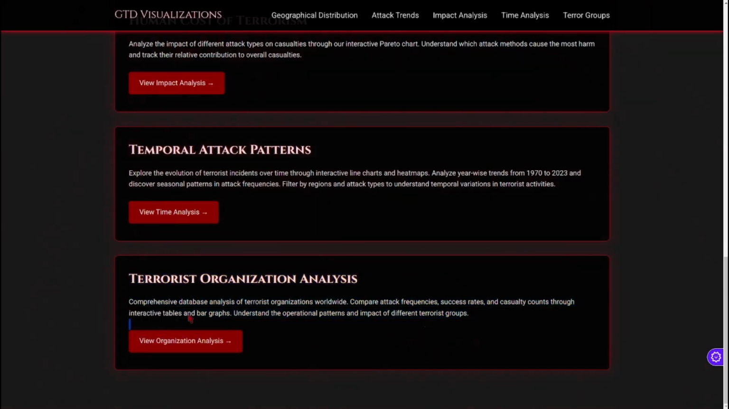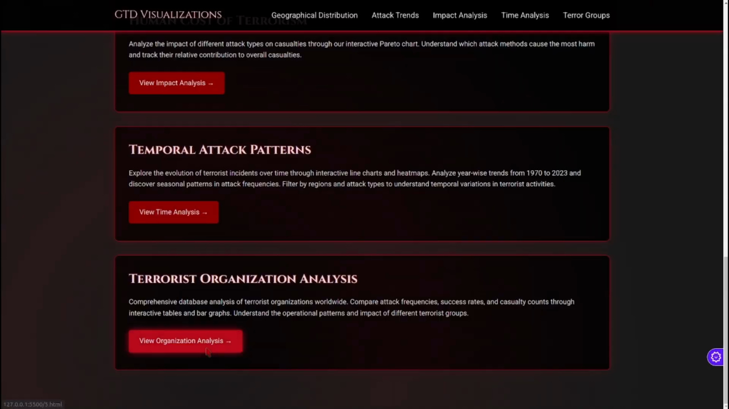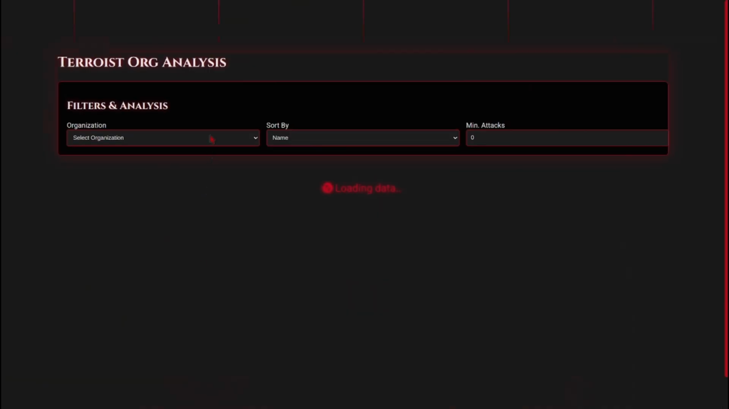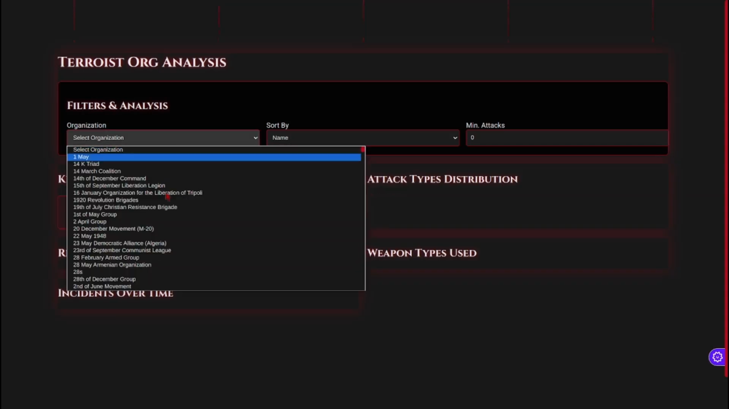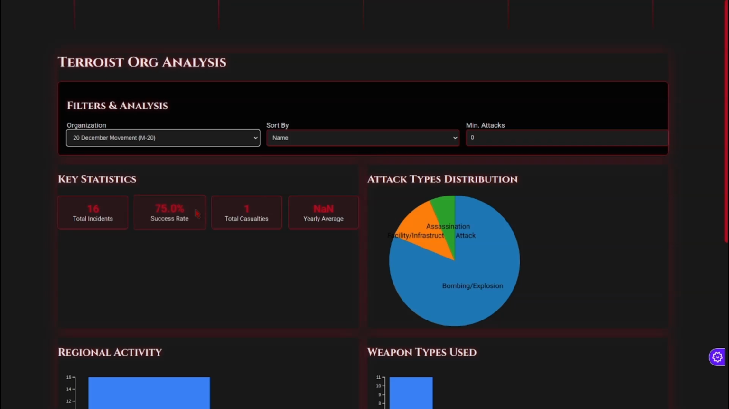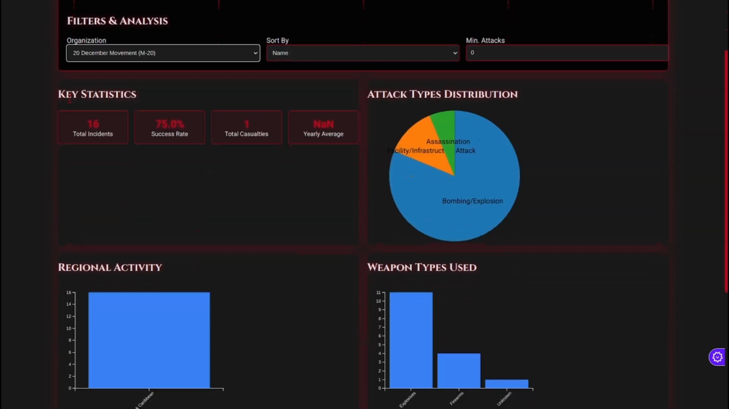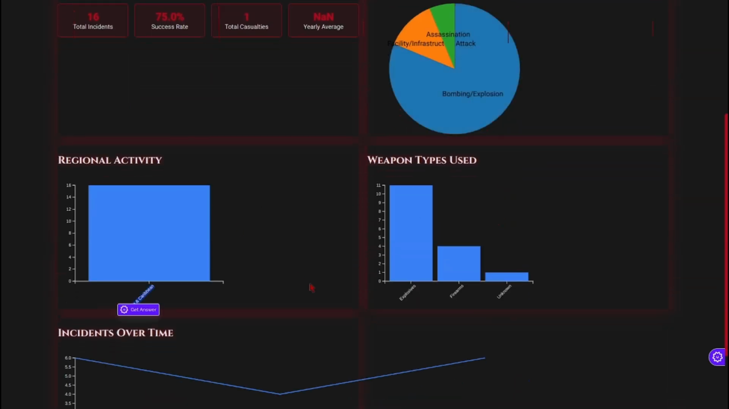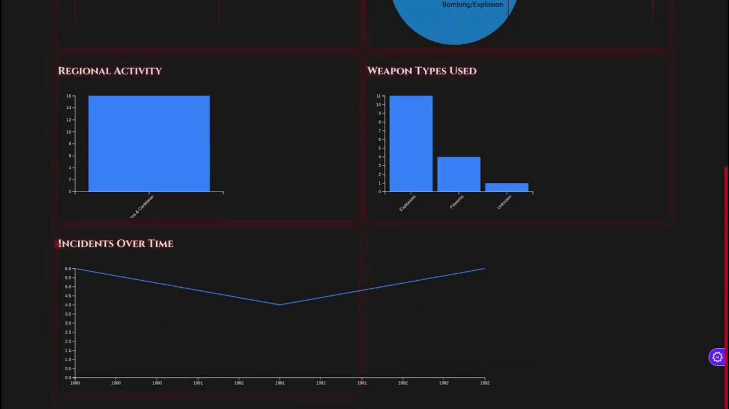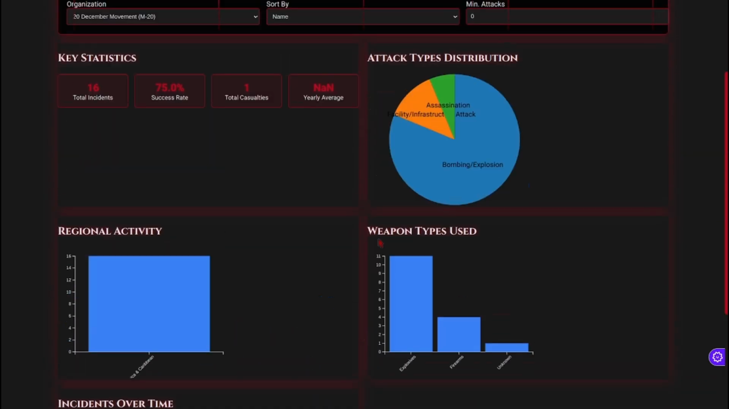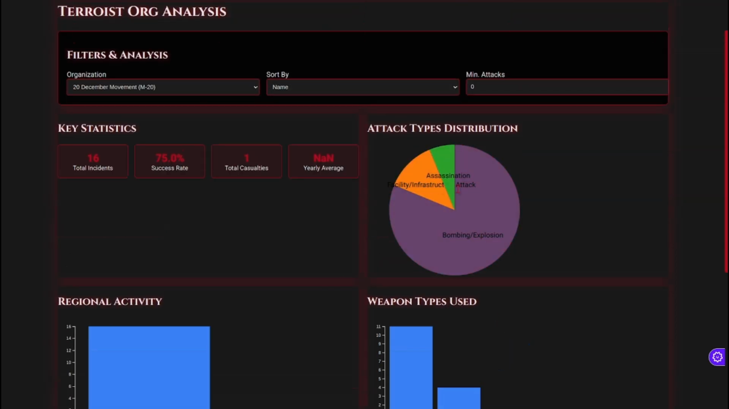And now we will understand which groups have the most significant impact. Our organization-level analysis includes a table that lists terrorist organizations along with details on their attack frequency, success rates, and casualty counts. A comparative bar graph visually represents the impact of different organizations, helping to distinguish patterns in their attack methods and overall threat levels. These features allow users to delve into the organizational dynamics behind terrorism and observe how different groups operate.